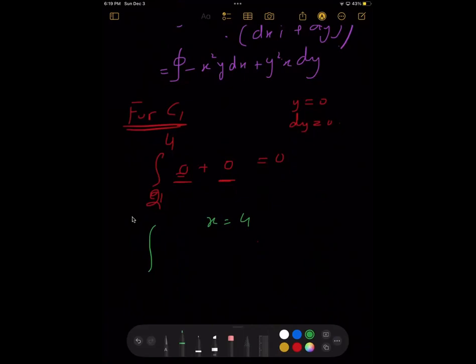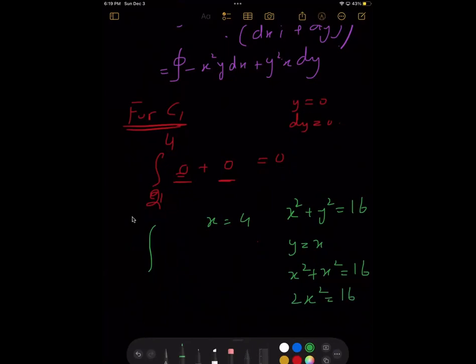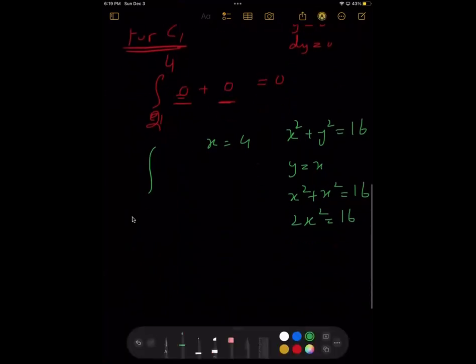So if I write this, x square plus y square is equal to 16, a circle. So we have x is equal to y, so y is equal to x. We have x square plus x square is equal to 16. This means 2x square is equal to 16. So do you know why I'm doing this?